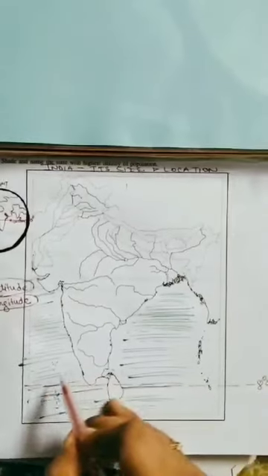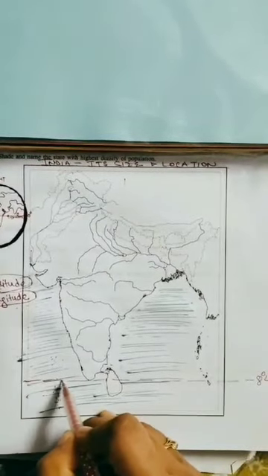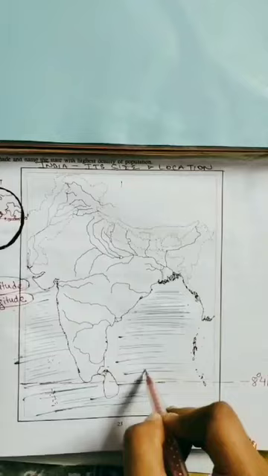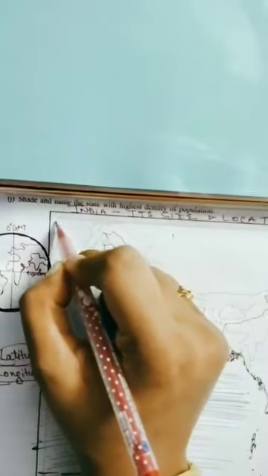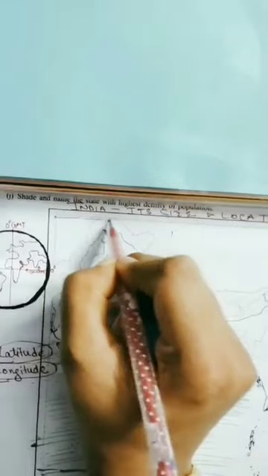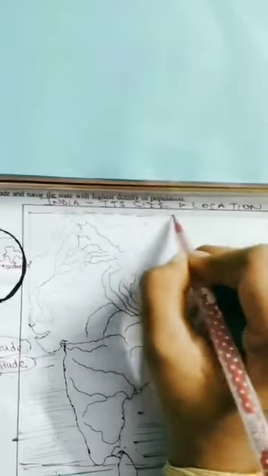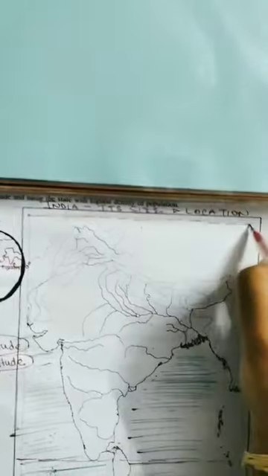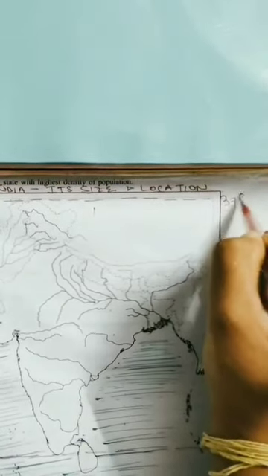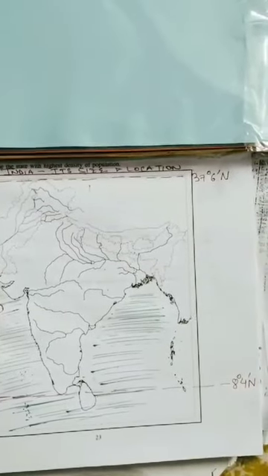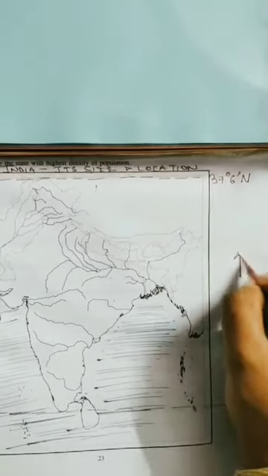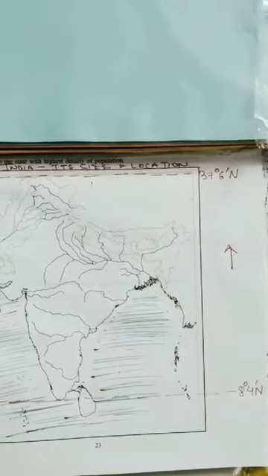Clear? So it rises from 8 degree 4 minute, going on increasing up to the last boundary. The latitude at the last boundary is 37 degree 6 minute north. So what is the latitudinal extension of India? 8 degree 4 minute north to 37 degree 6 minute north, right?